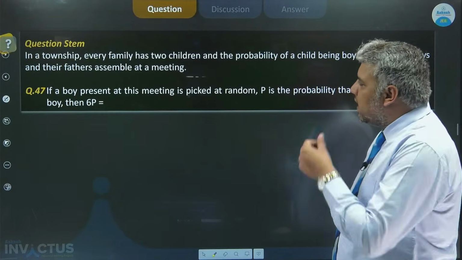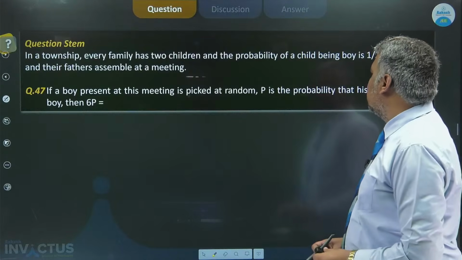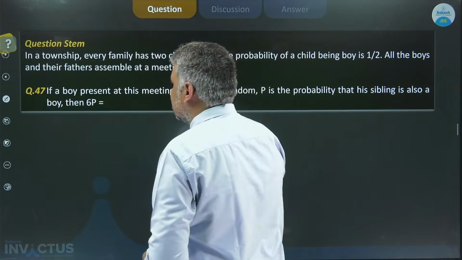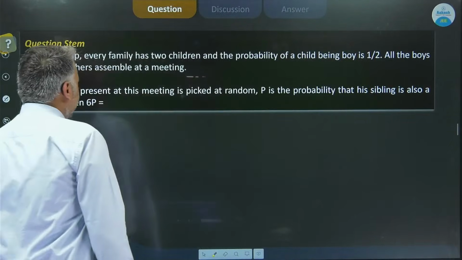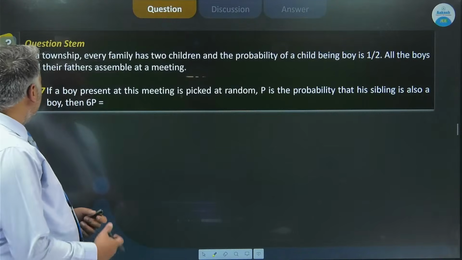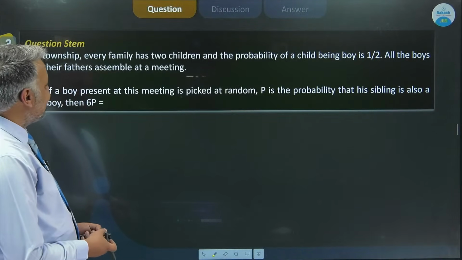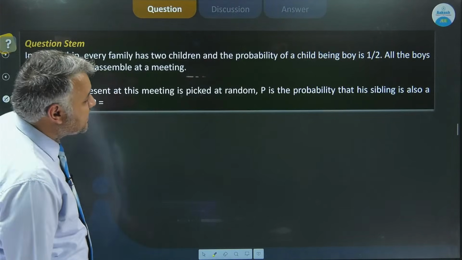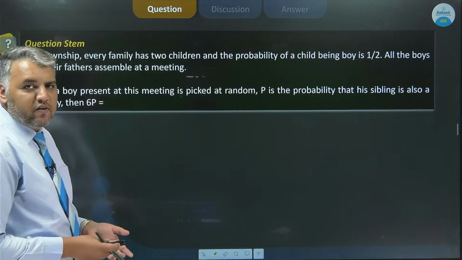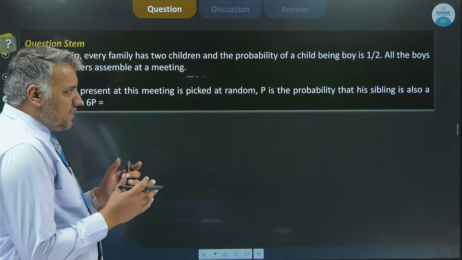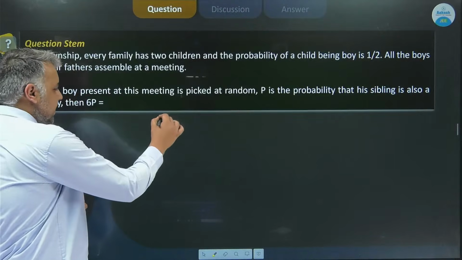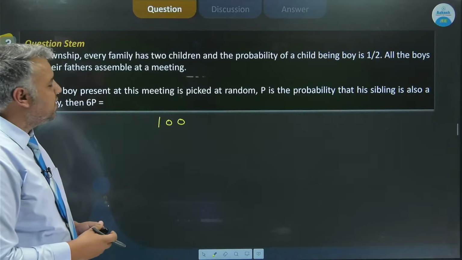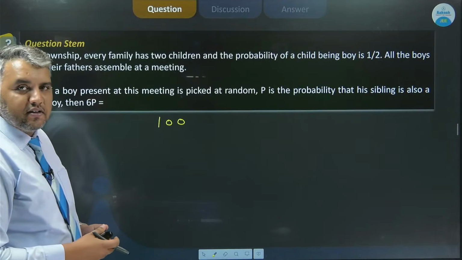Okay, in a township, every family has 2 children and the probability of a child being boy is half. All the boys and their fathers assemble at a meeting. The first question is, if a boy present at this meeting is picked up at random, P is the probability that his sibling is also a boy. Then we have to calculate the value of 6P. So let's take, say there are 100 families in a city. Let's make it some easier question. There are 100 families in a city.